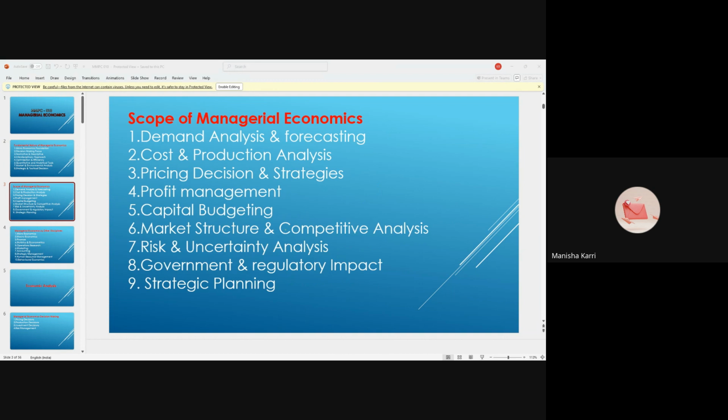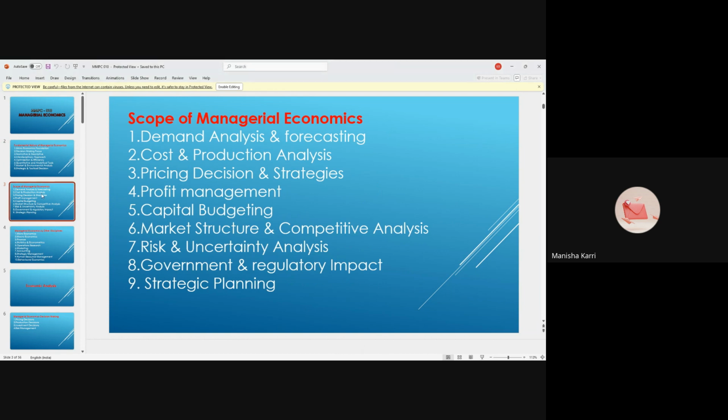And the last one is strategic planning. So formulating long-term strategies to achieve organizational goals and to maintain a competitive advantage within the market is strategic planning. All these nine are the scope of managerial economics. Generally, these areas collectively help managers to make informed, rational decisions, as well as efficiency and profitability, and sustainability of the organization, company, or firm. Okay, hope you are clear with the scope of managerial economics.